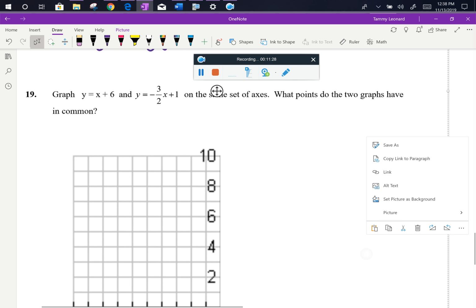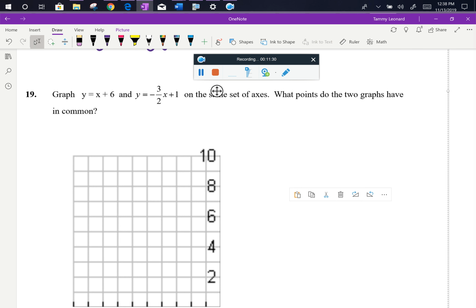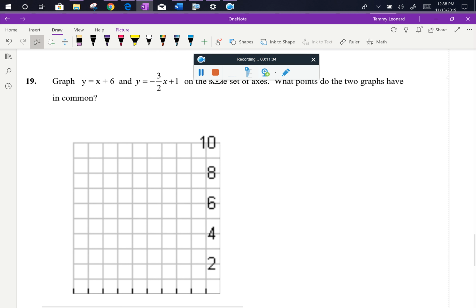Next, we're asked to graph y equals x plus 6 and y equals negative 3x plus 1. These are both nice y equals mx plus b lines, so they won't be too bad. I'm going to put my x-axis kind of low because that's a pretty big y-intercept. Hopefully everything fits on my graph okay.